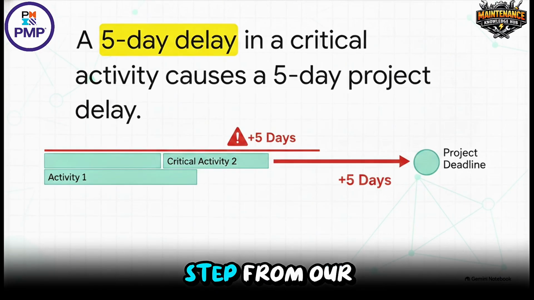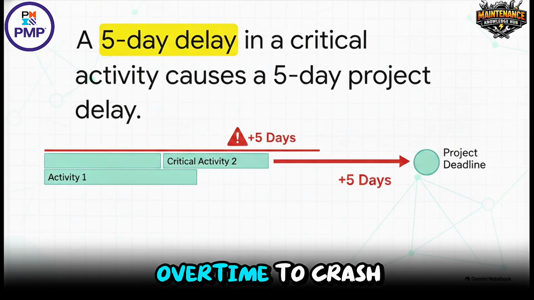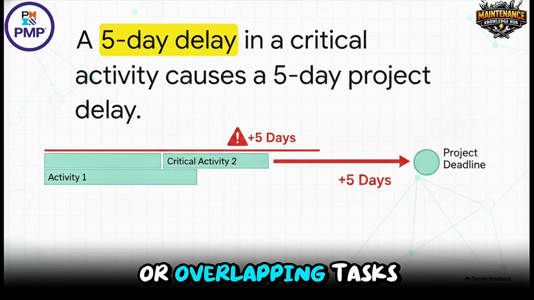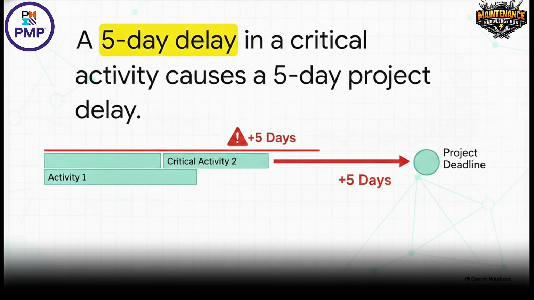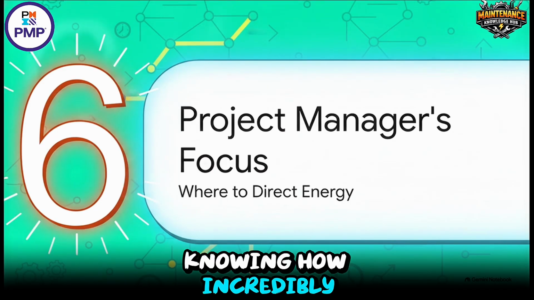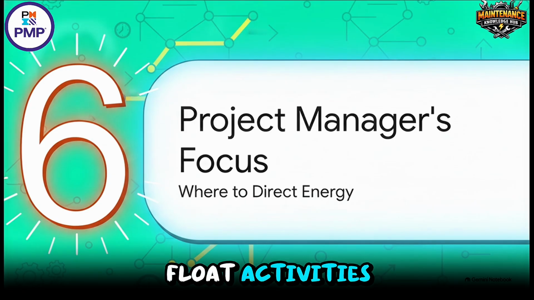If your procurement step from our earlier example takes 25 days instead of 20, your entire 50-day project becomes a 55-day project instantly. Without paying expensive overtime to crash the schedule or overlapping tasks in a highly risky maneuver, a delay on the critical path is a guaranteed delay for the entire project. There is nowhere to hide. Knowing how incredibly high the stakes are for these zero-float activities, how should a leader adapt their daily strategy?